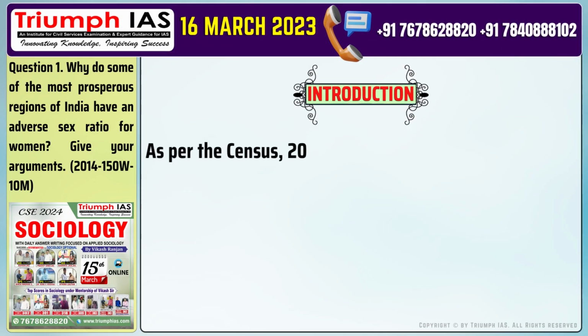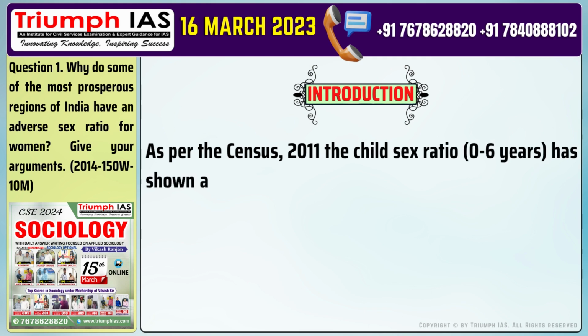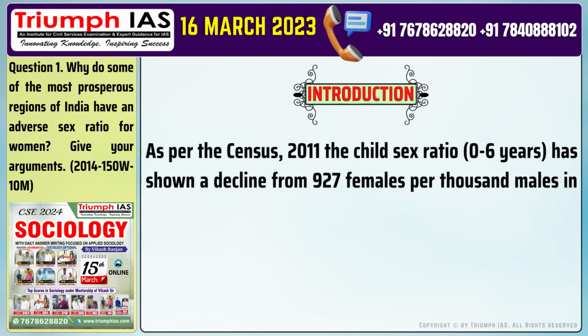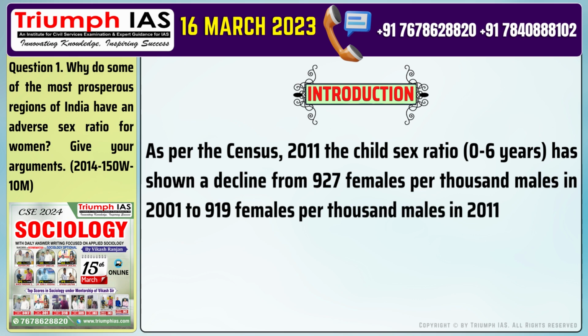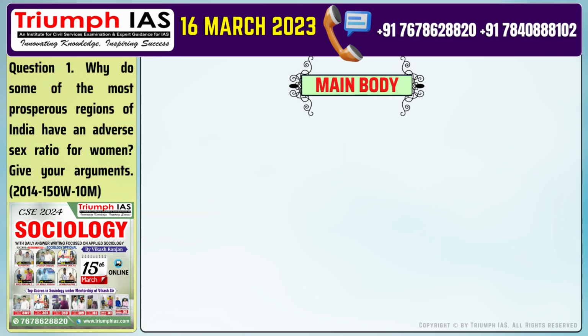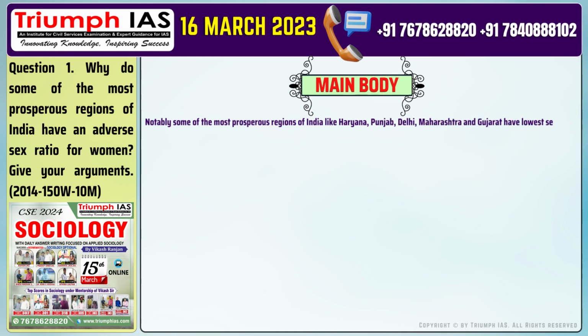As per the Census 2011, the child sex ratio, 0 to 6 years, has shown a decline from 927 females per thousand males in 2001 to 919 females per thousand males in 2011. The main body of the answer should be. Notably, some of the most prosperous regions of India like Haryana, Punjab, Delhi, Maharashtra and Gujarat have the lowest sex ratio. There are multiple factors responsible for the skewed gender ratio.